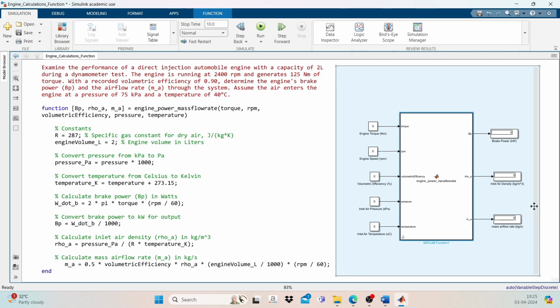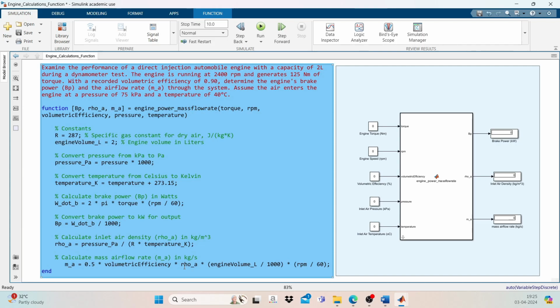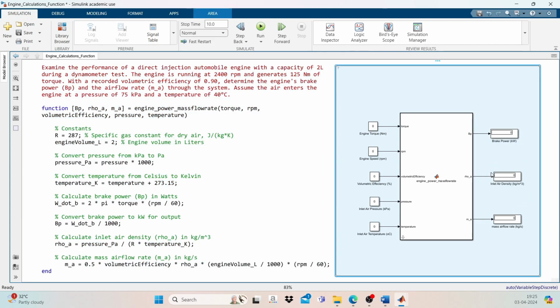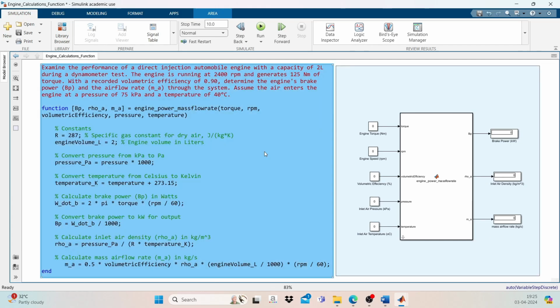So to identify this mass airflow rate, we have to substitute this rho value here. So that is the reason on the right side you can see, next to the Matlab function block, this inlet air density in kilogram per meter cube is identified before identifying the mass airflow rate. Let me explain you the function.